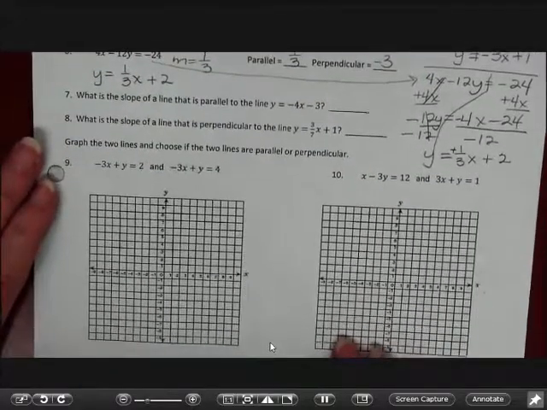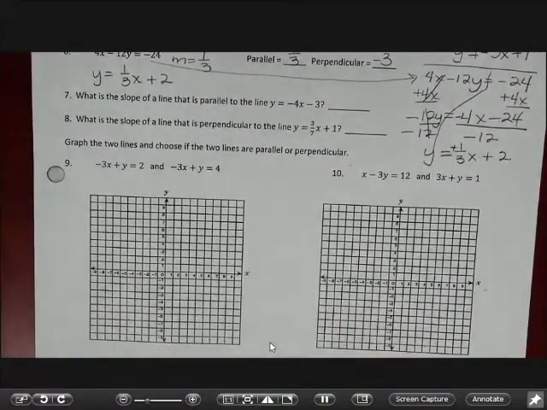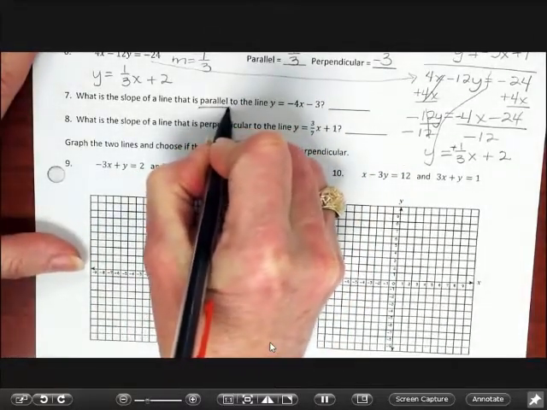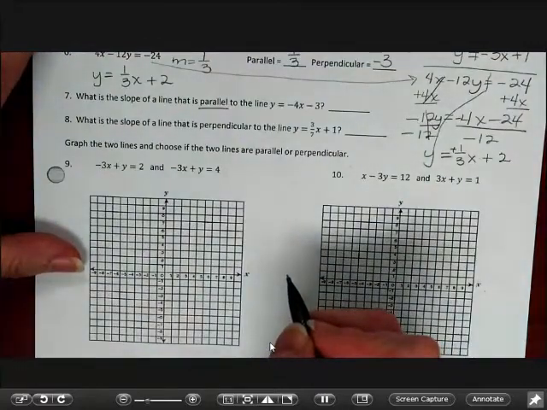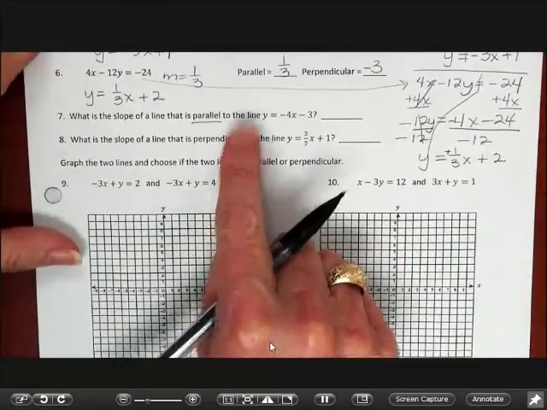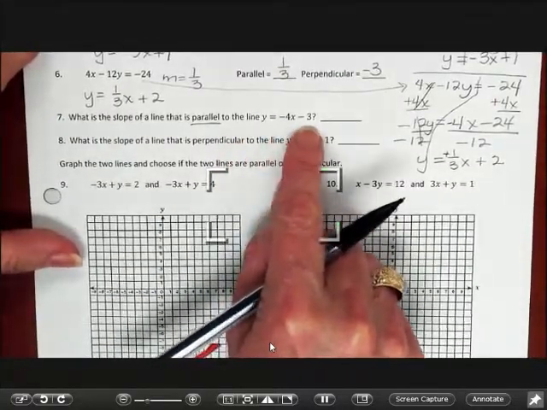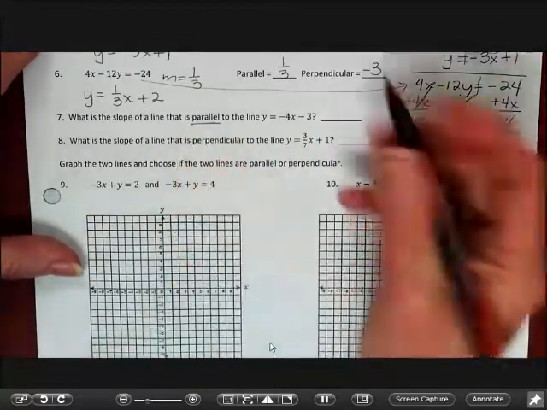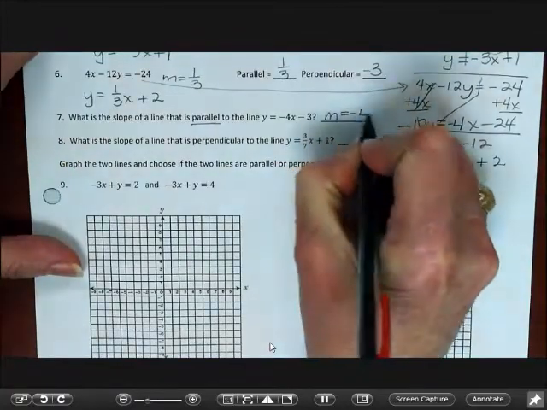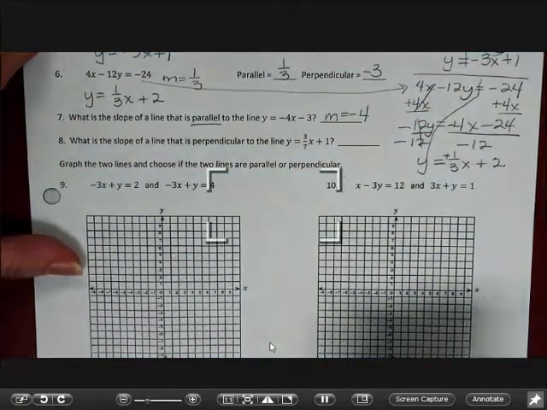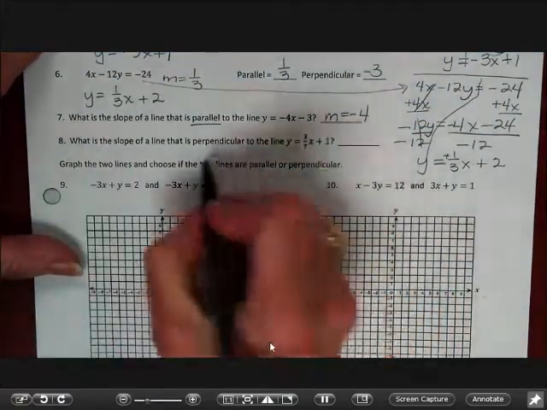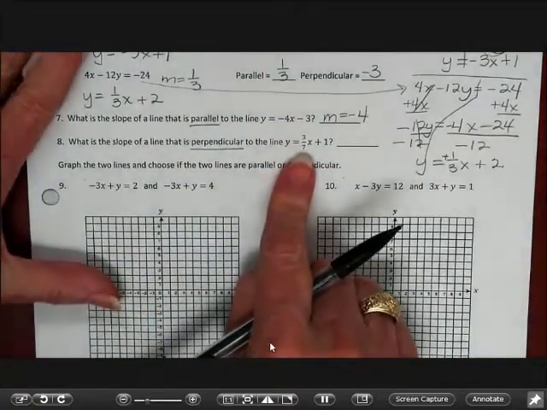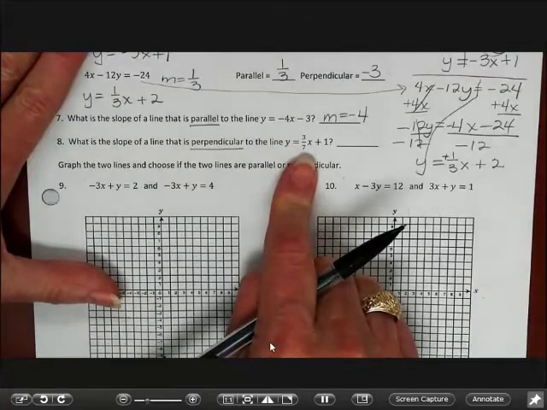Now, let's go down to the rest of this. On number 7, what is the slope of a line that is parallel? What are we looking for? Same or negative reciprocal? Same. So here's our line, y equals -4x minus 3. What would the slope be if it's parallel? -4. So let's put m equals -4. This one, what is the slope of a line that is perpendicular? So what's our original slope? So what would our new slope be?